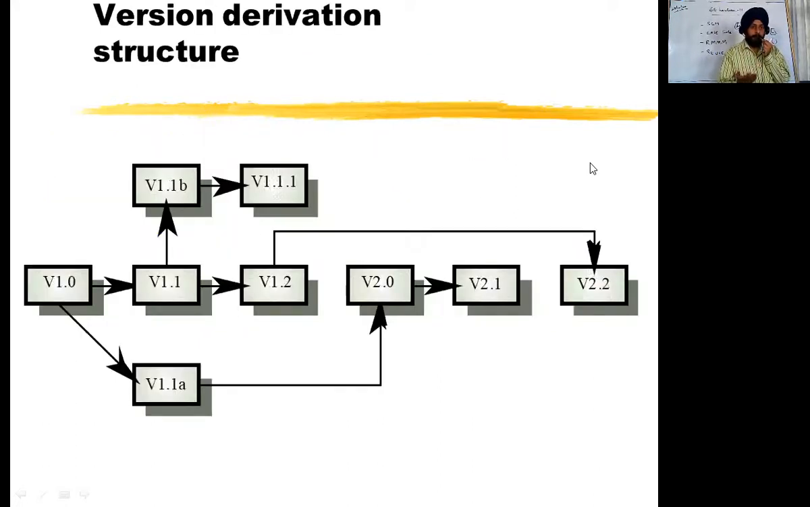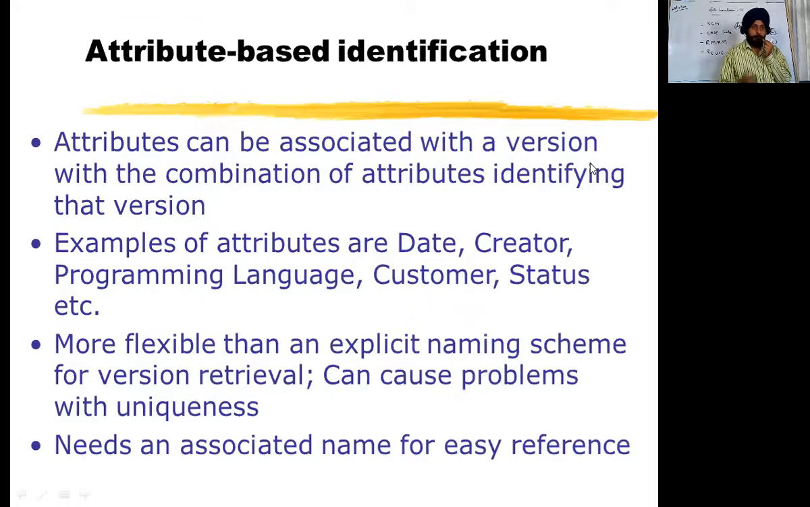This is the same about numbering, and their hierarchy can also be defined. Next. Attribute based identification, where attributes can be associated with the version. Attributes are the characteristics that are associated. Different versions can have different numbering, or different versions can be given in the form of different attributes. Examples of attributes are date, creator, programming language used, customer, status, etc. So we can have a different version on the basis of these attributes also. Next.